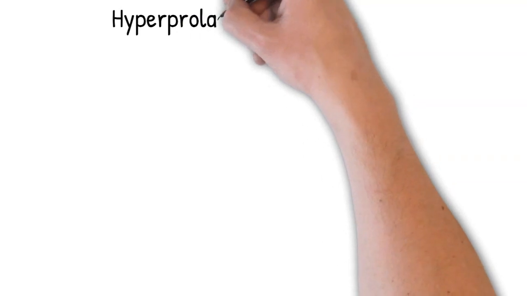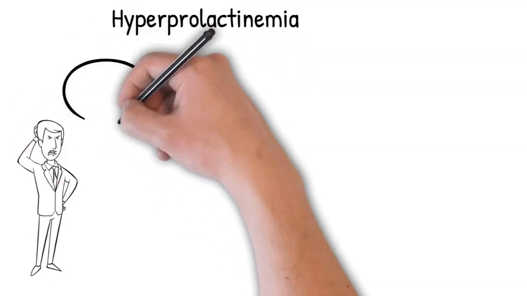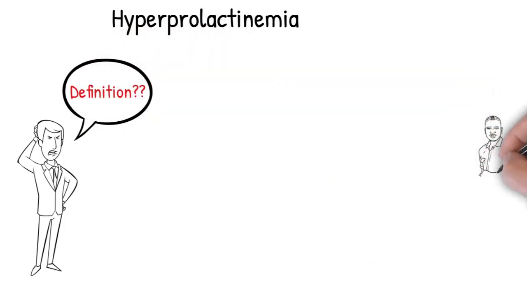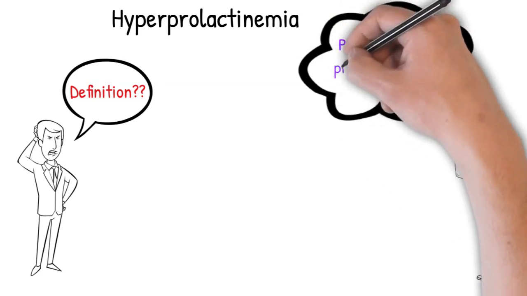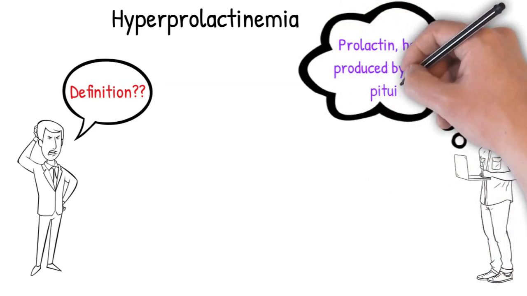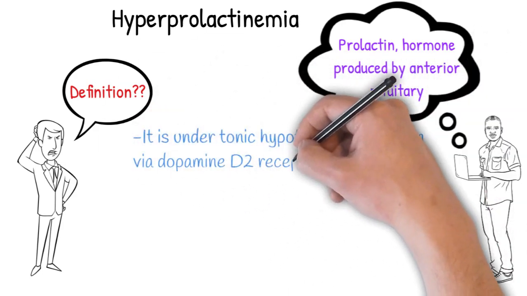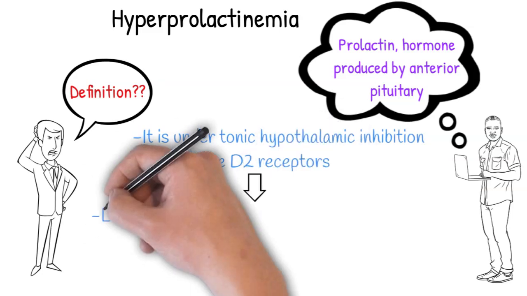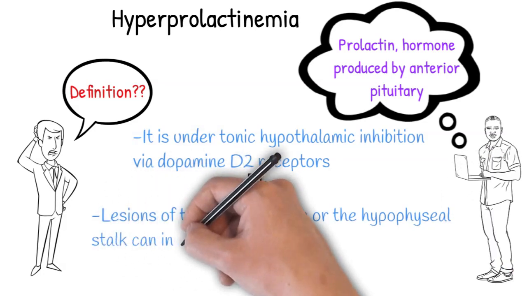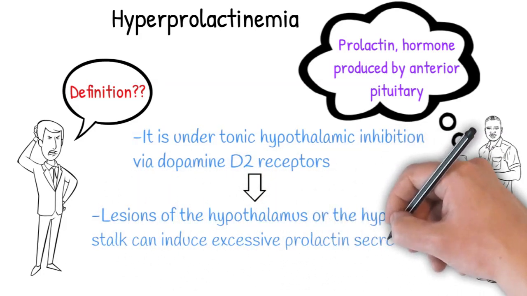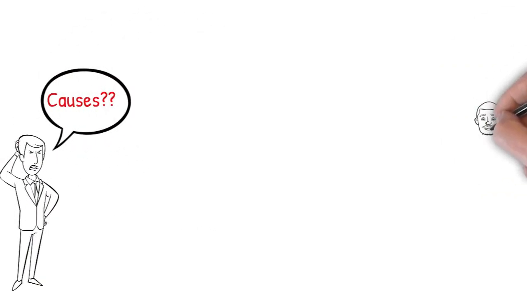تاني حاجة هنتكلم عليها في ال pretesticular causes of male infertility هي ال hyperprolactinemia. طيب يعني ايه hyperprolactinemia؟ hyperprolactinemia means excess prolactin secretion. طيب هو البرولاكتين ده عبارة عن ايه؟ البرولاكتين ده عبارة عن هرمون secreted by the anterior pituitary. It is usually under tonic hypothalamic inhibition via the dopamine D2 receptor, and therefore any lesion of the hypothalamus or the hypophyseal stalk can lead to excessive prolactin secretion. What are the causes of hyperprolactinemia?